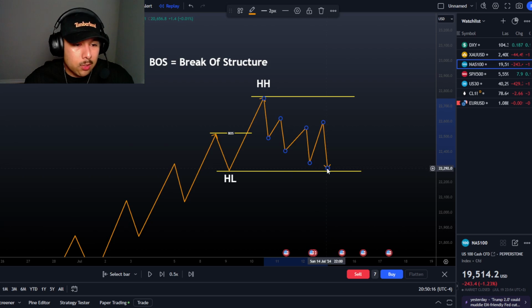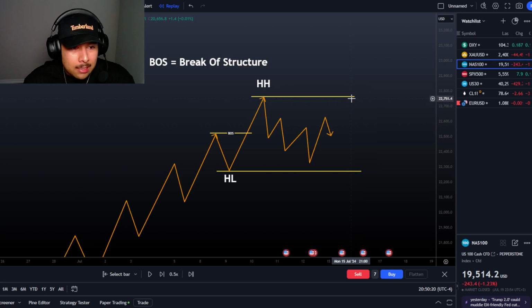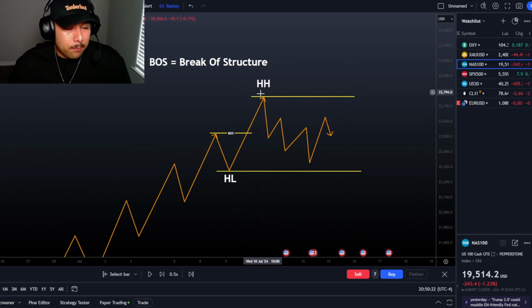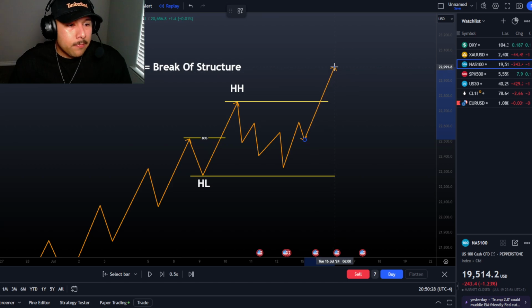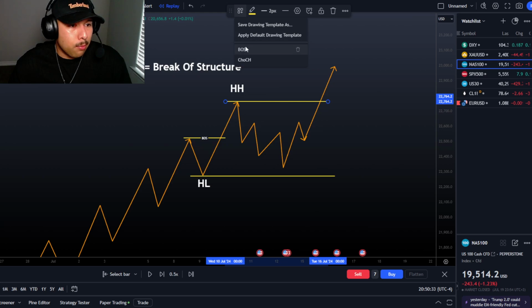It's just market structure. It can do whatever it wants. A higher low is only valid until the higher high, the previous higher high, is broken. So what we're looking for is price to break that level, creating the break of structure. So right here we'll have a break of structure.